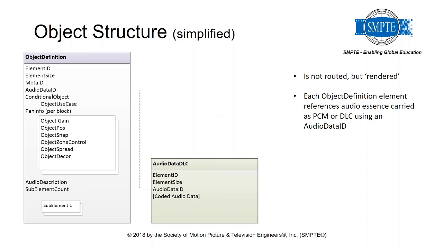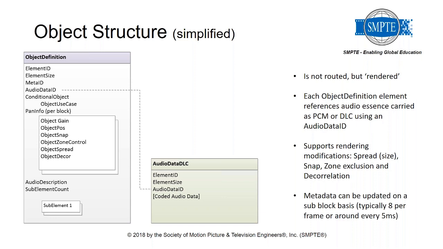And it can reference audio essence carried as PCM or DLC using the audio data ID. As mentioned for cinema, it only supports lossless coding. It supports rendering modifications, mentioned before: spread, which is basically size, snap, zone exclusion, and decorrelation, which we'll discuss in a minute. And the metadata can be updated on a sub-block basis.